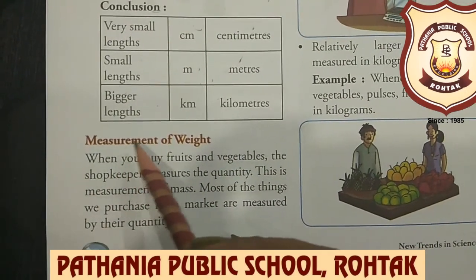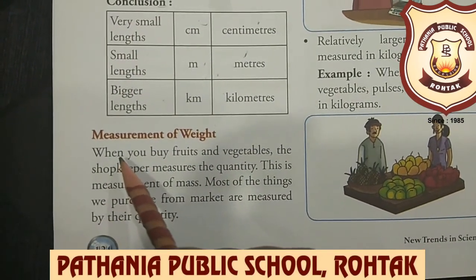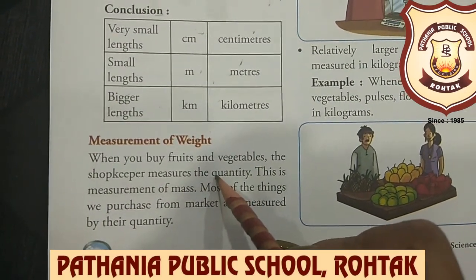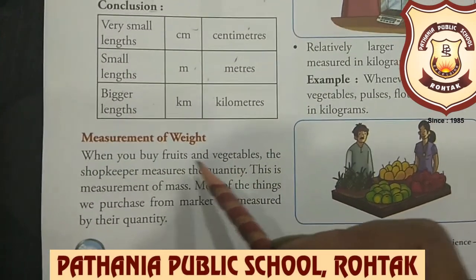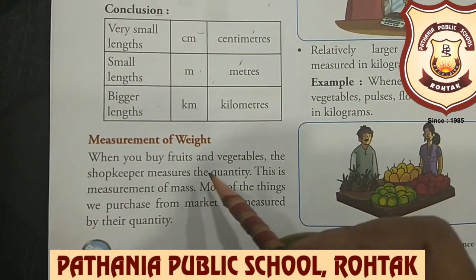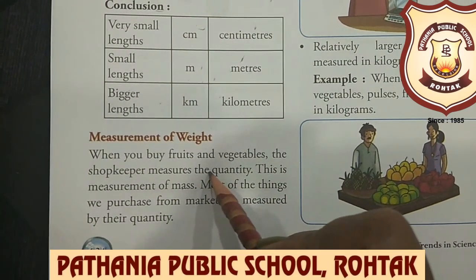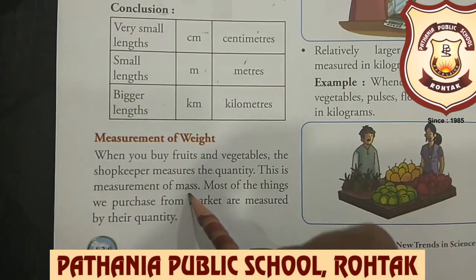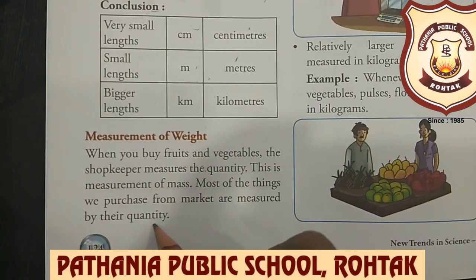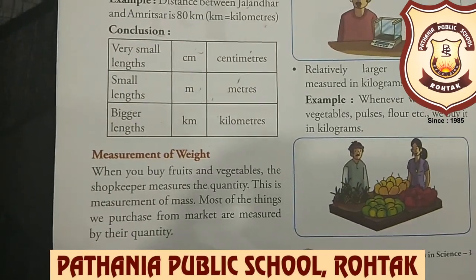Yes beta, now here we have in our book, on page number 124, measurement of weight. When you buy fruits and vegetables, the shopkeeper measures the quantity. When you buy fruits and vegetables, what is the first thing the shopkeeper does? He measures the quantity, how much you have bought. This is measurement of mass, and by measuring the quantity of the object, he is measuring the mass. Most of the things we purchase from the market are measured by their quantity.